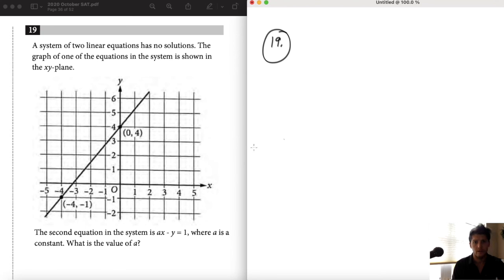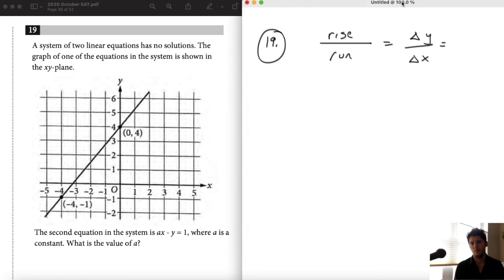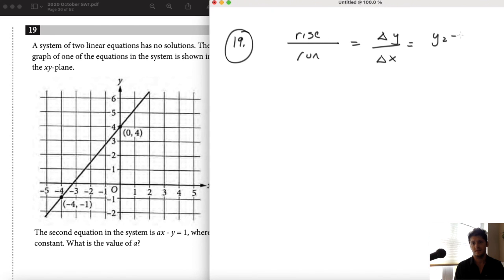We know these 2 points, so we can calculate the slope. When I calculate slope, I try to do it like rise over run, right? Rise over run, which is the change in y over the change in x, also written sometimes as y2 minus y1 over x2 minus x1. By the way, it doesn't matter which is which. All that matters is that this is a point and that this is another point, and you subtract the two.